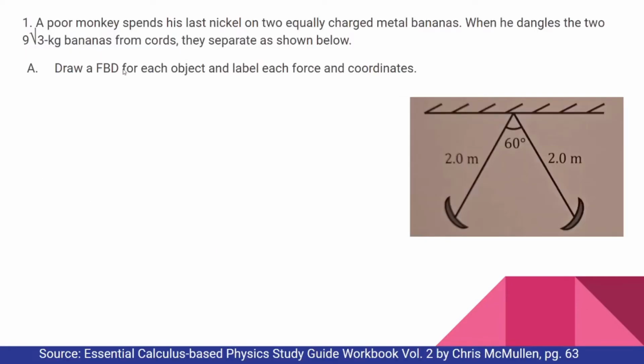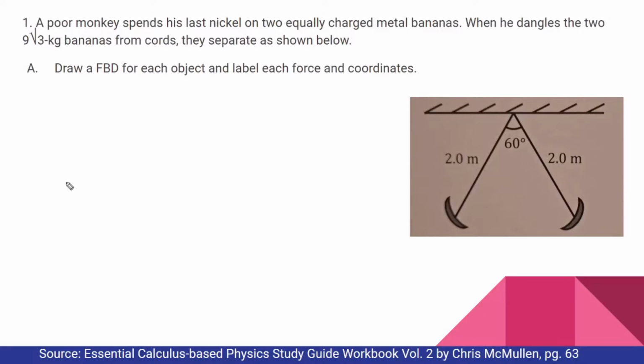For one example, a poor monkey spends his last nickel on 2 equally charged metal bananas. When he dangles the 9 times the square root of 3 kilogram bananas from cords, they are separated as shown below. Draw a free body diagram for each object, label each force and coordinates.